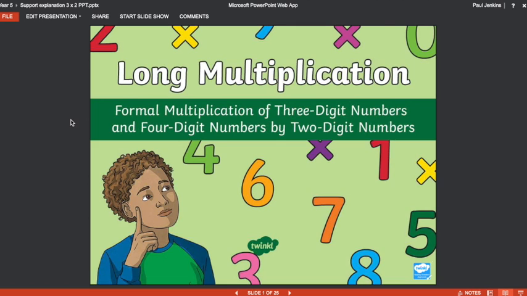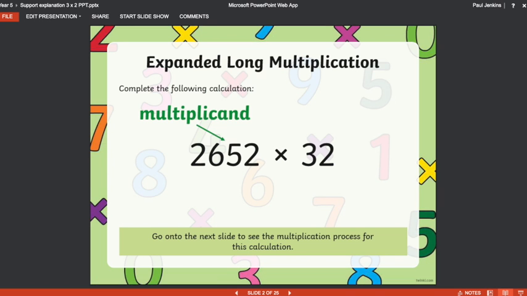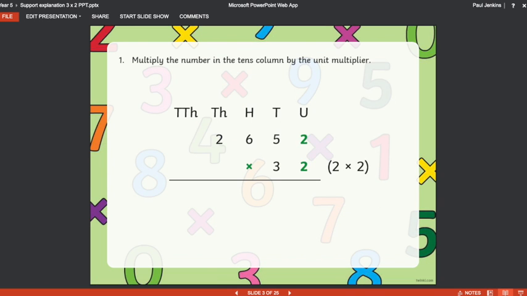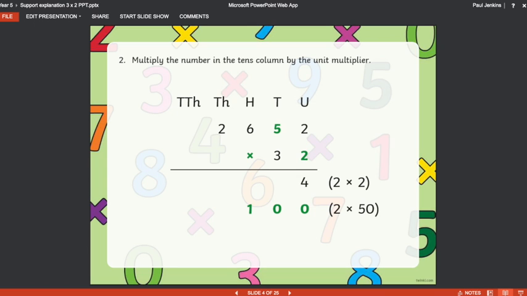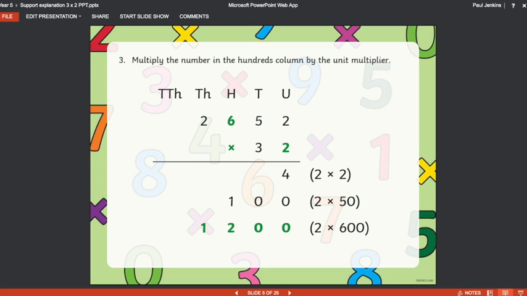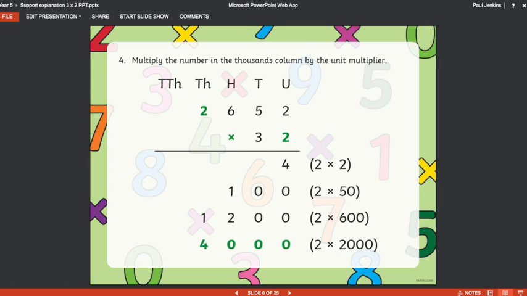Lastly, for those children who might be finding this a bit difficult, in the folder I have put an additional PowerPoint called Support Explanation 3x2 PowerPoint. In there are some slides for you to go through to see if they can help you and develop your understanding. You can go through these, and they give a bit more information, and they explain the methodology and how things can be done step by step like this. So worth having a look at if you are feeling a bit stuck on how to proceed.